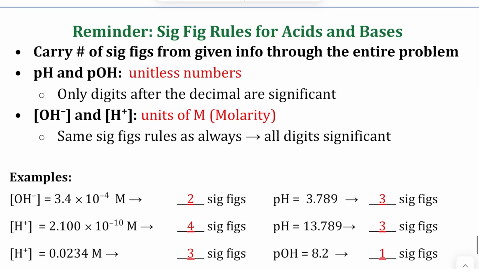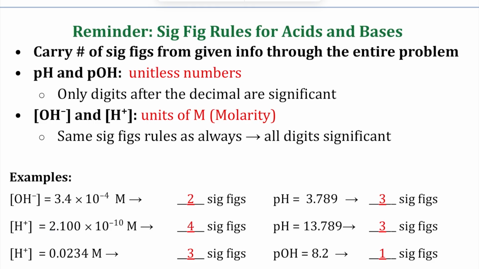Reminders of sig figs. As we calculate pH and pOH, those are unitless numbers, so we wouldn't have a unit on the end. But concentrations, square brackets meaning concentrations, need units of molarity. So we can see here all of these concentrations, whether it's an OH minus concentration or an H plus concentration, all have units of molarity. And for concentrations, same sig fig rules as always. If it's in scientific notation, we're just looking at the leading number. Zeros after the decimal are significant if there are digits to the left.